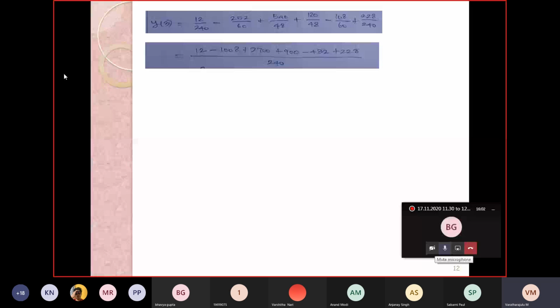And y of 3 is equal to 12 by 240 minus 252 by 60 plus 40 by 48 plus 108 plus 228 by 240. Having the uniform denominator, by doing simple calculation, we will get the numerator as 2400 and denominator as 240. And by solving this, we can get y of 3 is equal to 10.